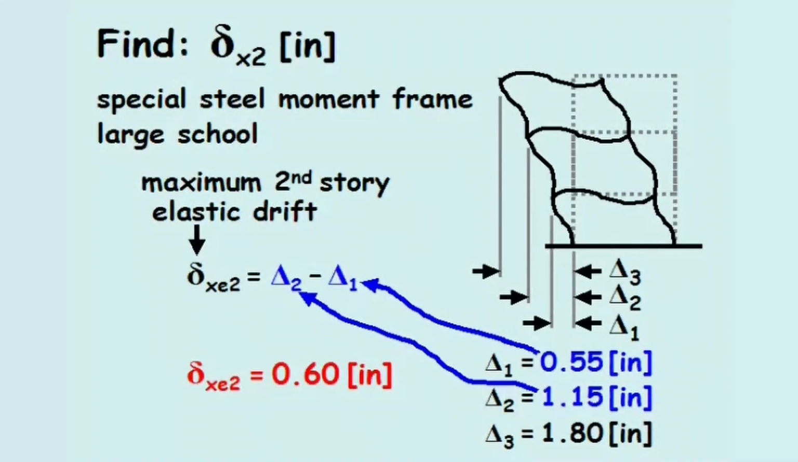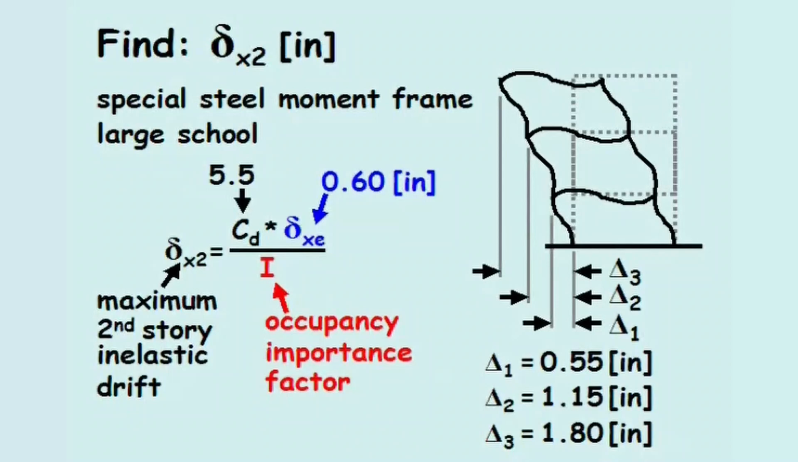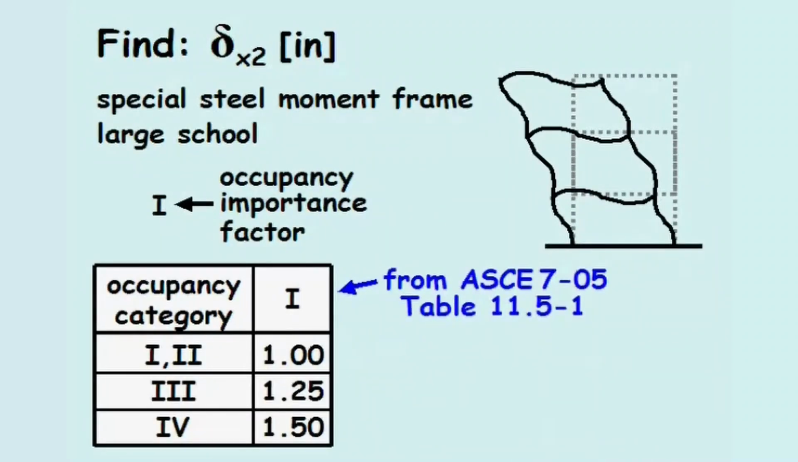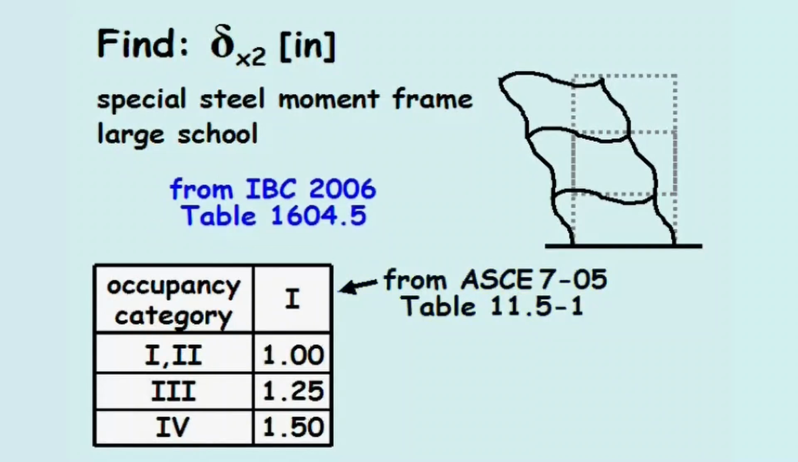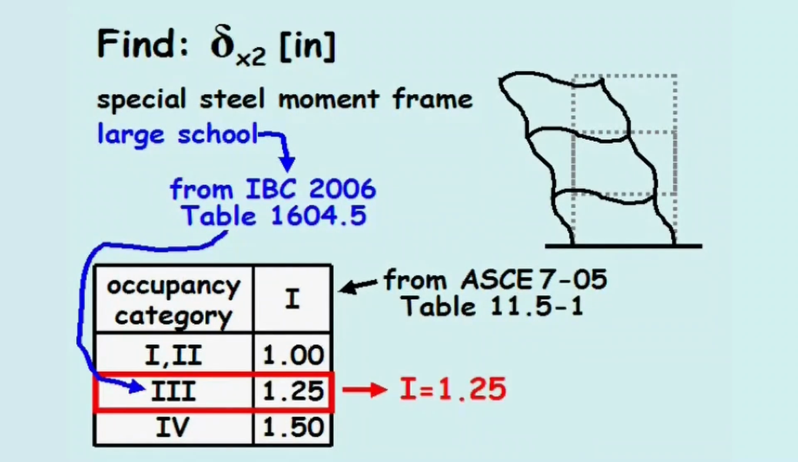Lastly, we'll solve for the occupancy importance factor, I. Table 11.5-1 from ASCE 7 shows the occupancy importance factor depends on the occupancy category. According to Table 1604.5 of the 2006 International Building Code, buildings with large numbers of persons, such as schools with more than 250 students, have an occupancy category of type 3, and therefore an occupancy importance factor of 1.25.